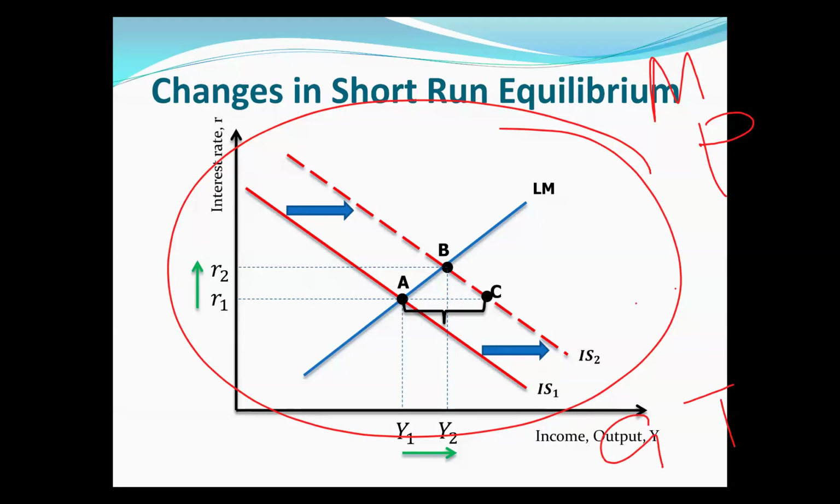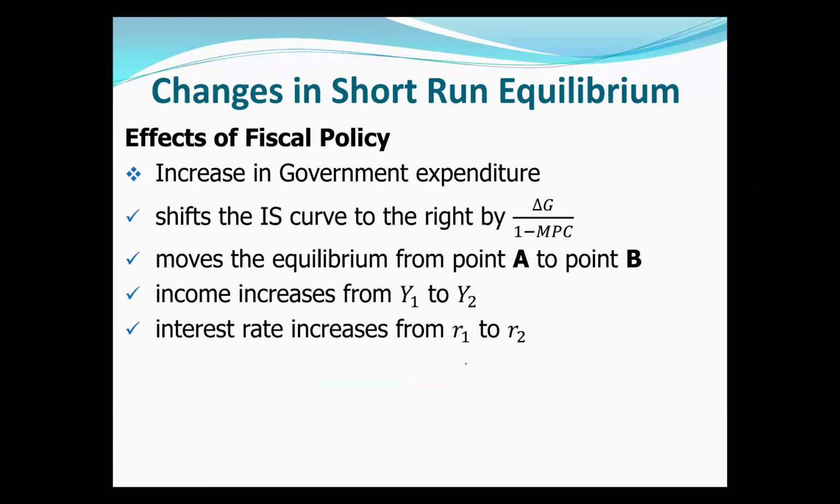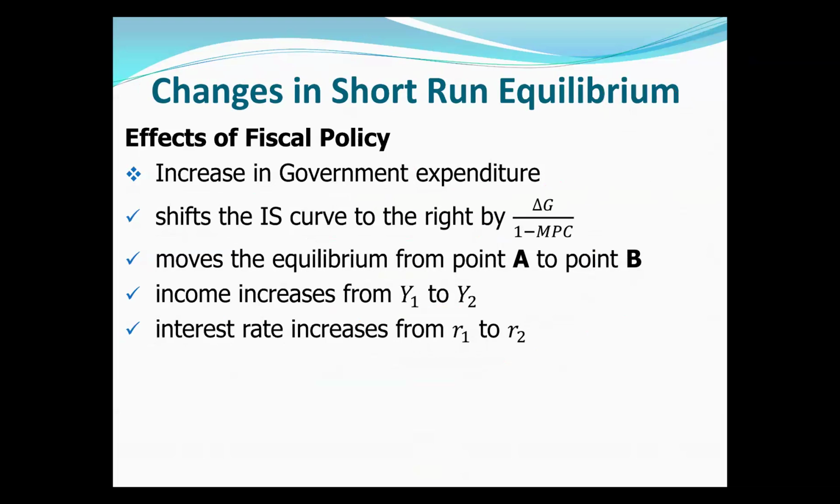So understand carefully. And when you know which curve is being affected, in which direction, is this an increase or a decrease, right? We have already said that when there is an increase in government expenditure in the short run, it shifts the IS to the right. It moves the equilibrium point upward. It increases income, right? Also, interest rates increase. This is a message we are sending again and again.